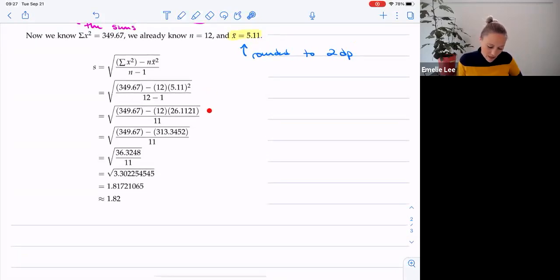So we plug in the values, right? Make sure you're following order of operations. So you would start by squaring 5.11, then multiply it by 12, and then subtract it from the sum, and then divide by 11, and then square root. Don't forget to take the square root, right?